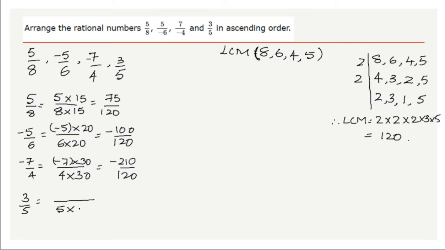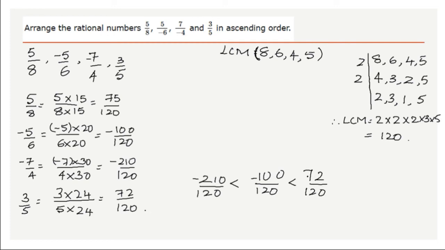Now 3 by 5. 5 is to be multiplied by 24. So 3 is to be multiplied by 24. When 3 is multiplied by 24, we get 72 divided by 120. Now we can compare the numerators. The smallest is negative 210 by 120, which is smaller than negative 100 divided by 120, which is smaller than 72 divided by 120, in turn smaller than 75 by 120.